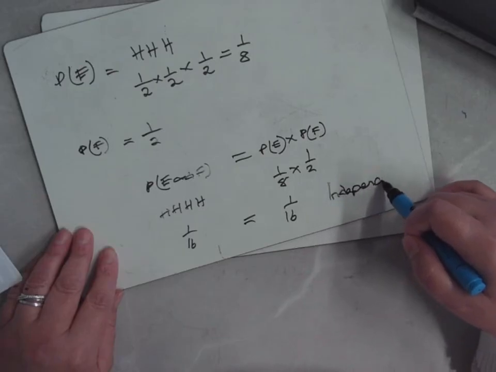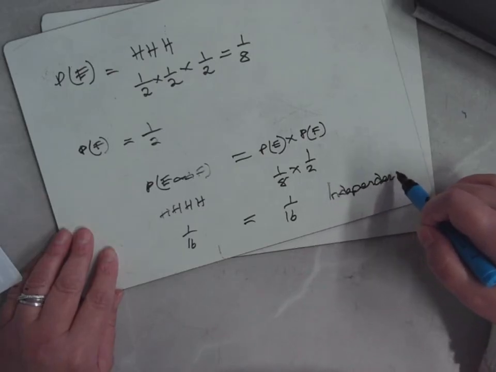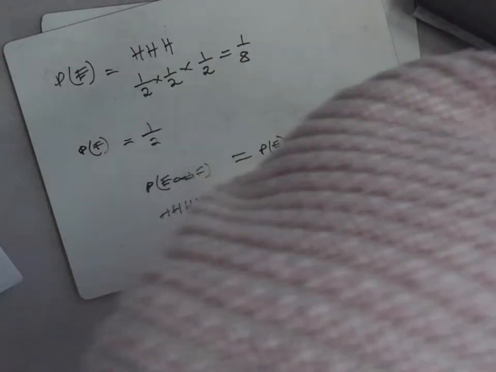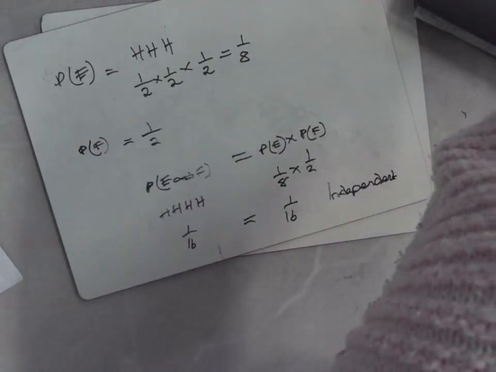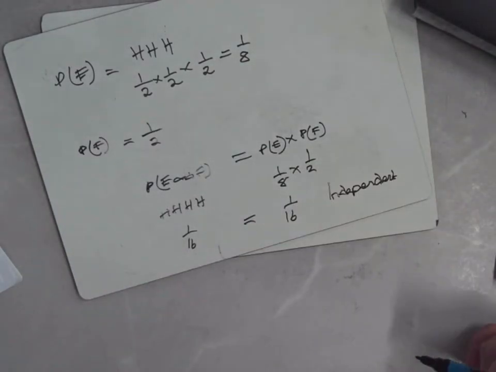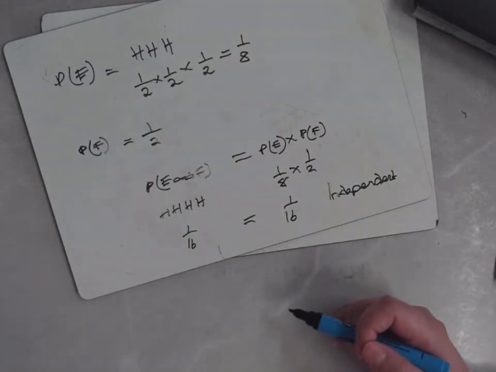Okay, so they're independent events, because that's the formula for independent. If the formula holds true, the events are independent, as in the result of one does not affect the result of the other. Is that right? And that is 5 marks. Okay, that's my 2 questions for today.